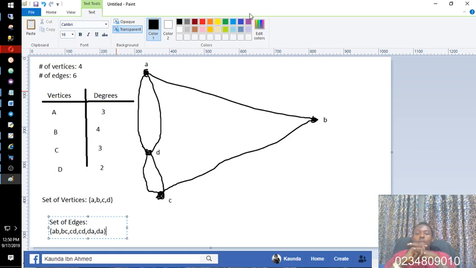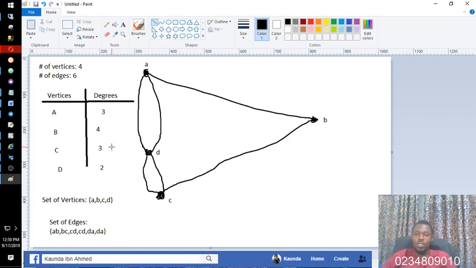There we have, and always don't forget to state the total here. So this should give a total of 12. If you sum all the degrees, you get 12. So that is it for this type of graphs. That is how everything goes.